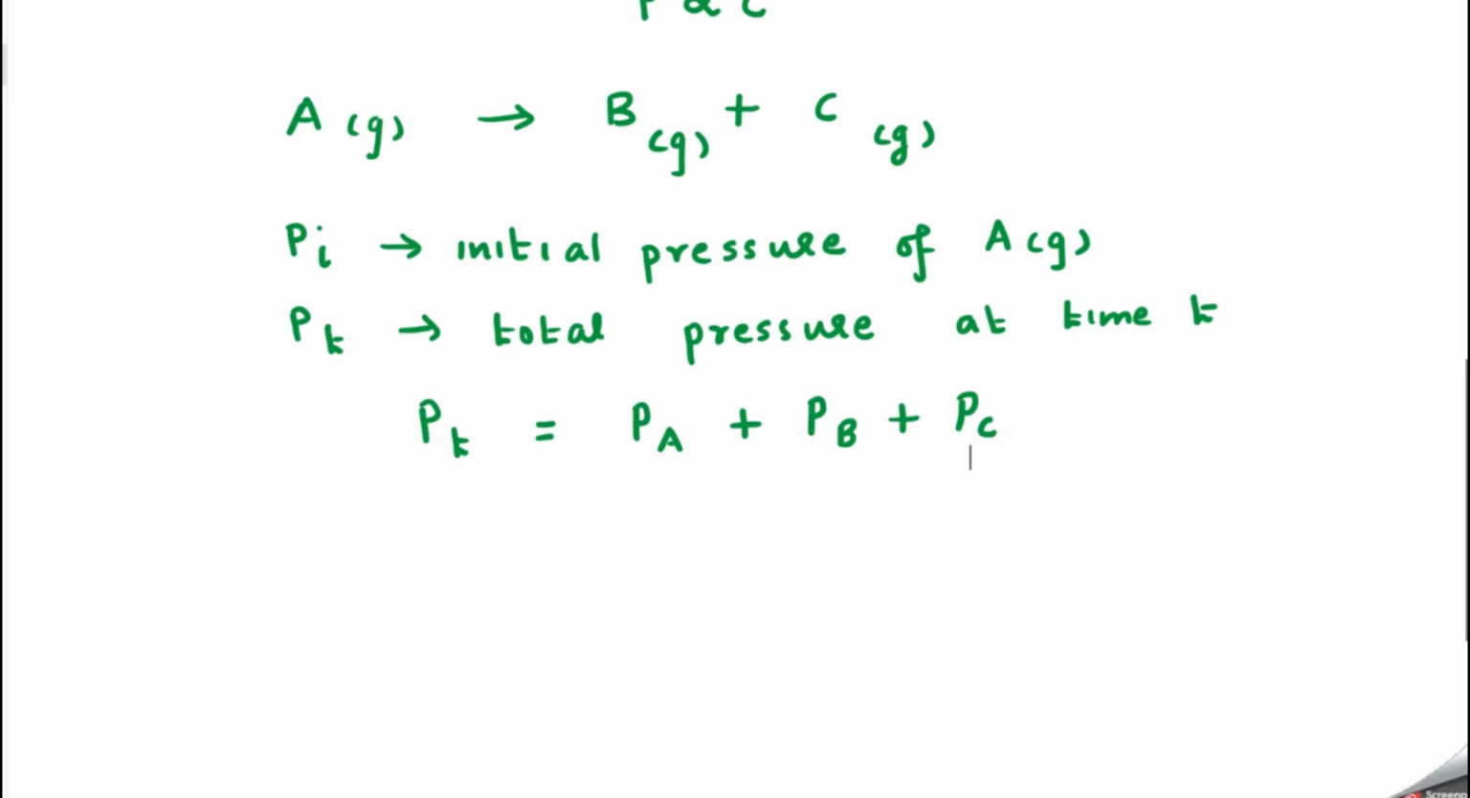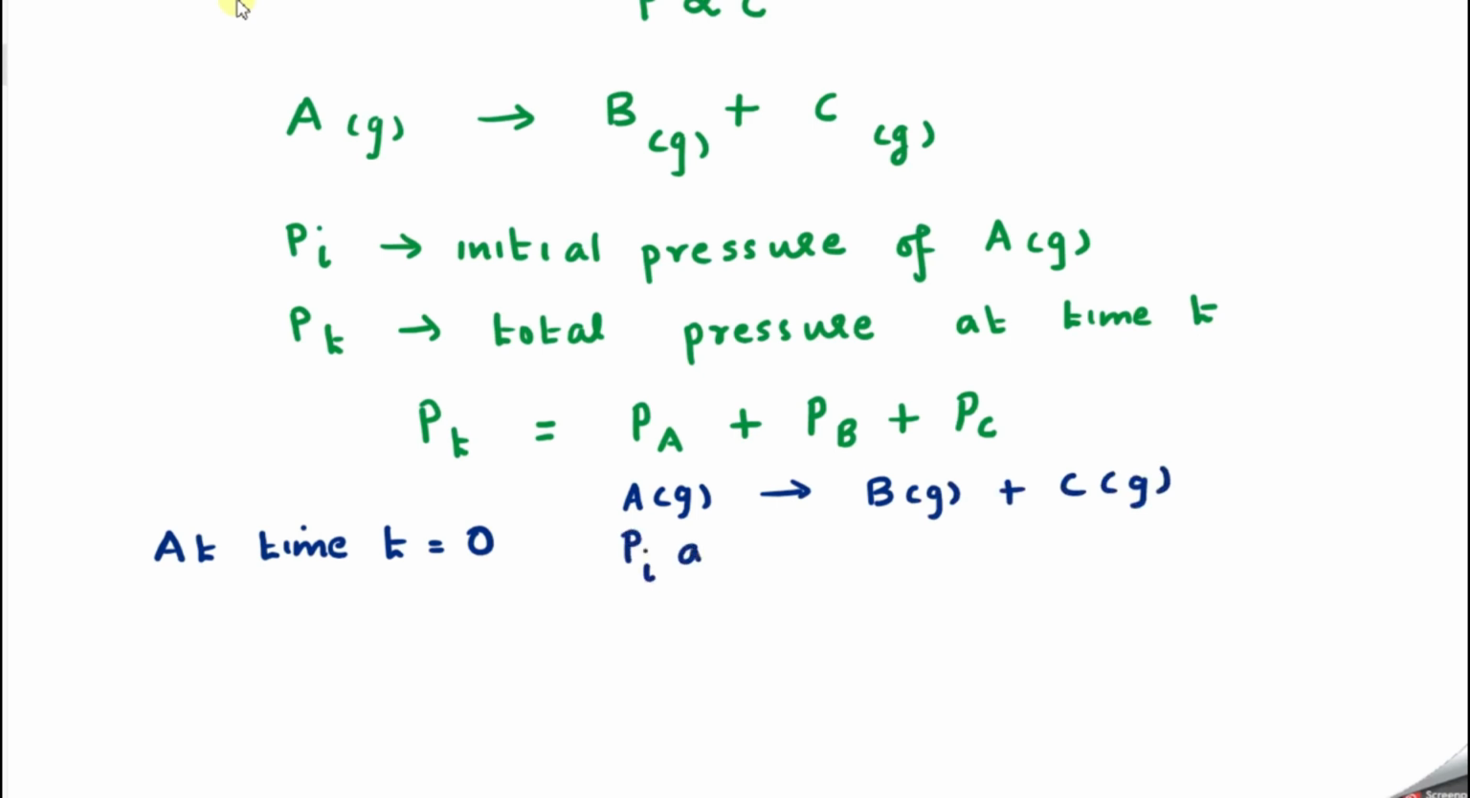Now let's say at time t is equal to 0. Tell me, only reactant molecules are there, right? So if I rewrite the equation, A gas giving B gas plus C gas. In this case, I know that only the initial pressure is available. So we say Pi atmosphere, and we know that B and C are not formed at that point of time, so there will be no pressure. So we put 0 atmosphere there.